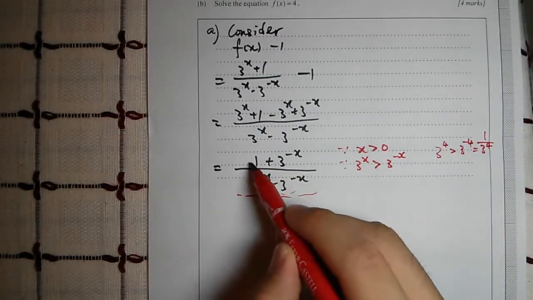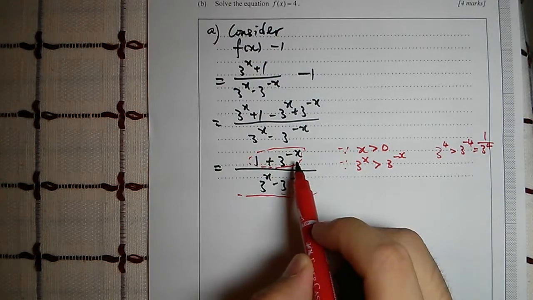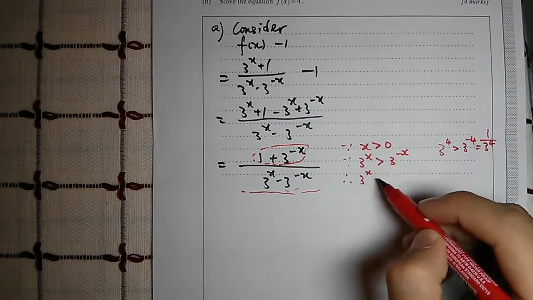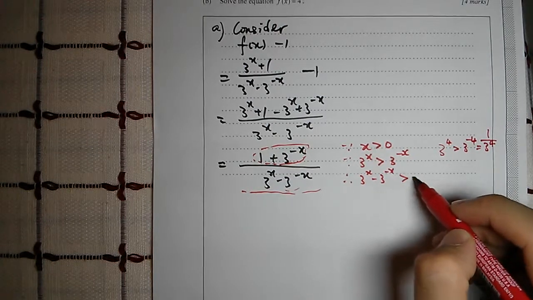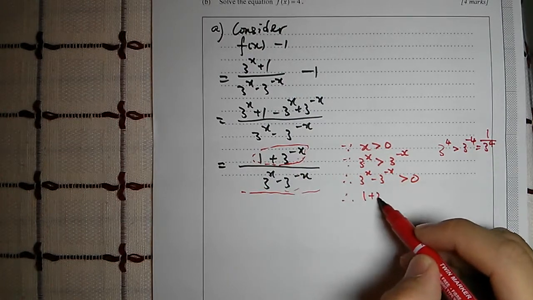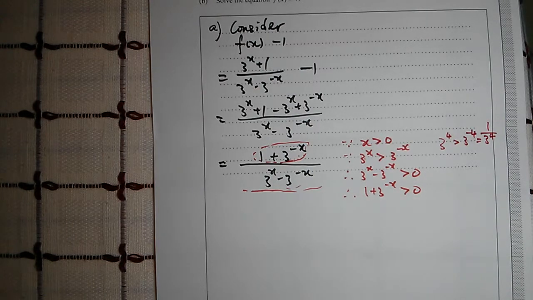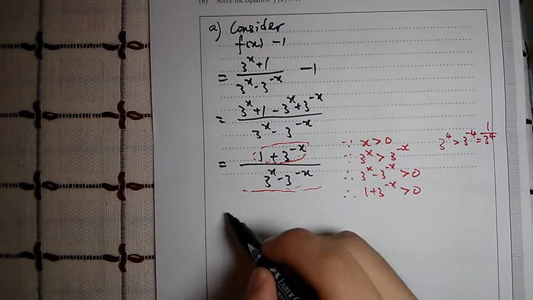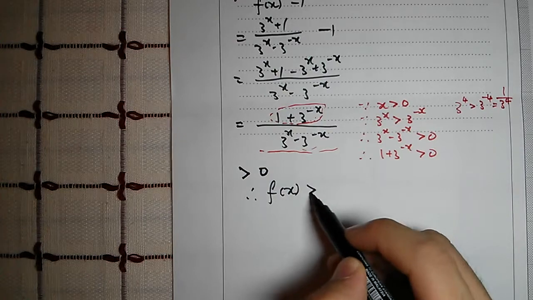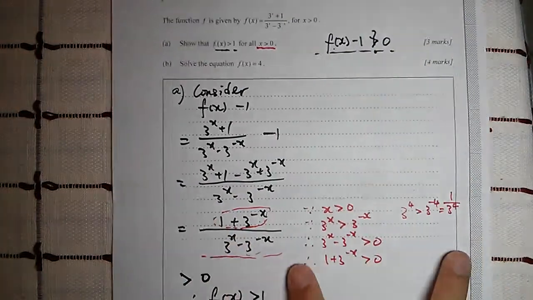And also we can see that the top is also guaranteed to be positive. 1 is positive, and this is also positive. Positive plus positive is positive. So we can conclude that if you subtract, 3 to the power of x minus 3 to the power of negative x is bigger than 0, simply because this is bigger than this, and also the top is positive, which means the whole thing must also be positive. Positive divided by positive is positive, so this is bigger than 0. And that's it. That means that f(x) is bigger than 1. Okay, not too hard, right? So if you know how to consider this, it would be fine.